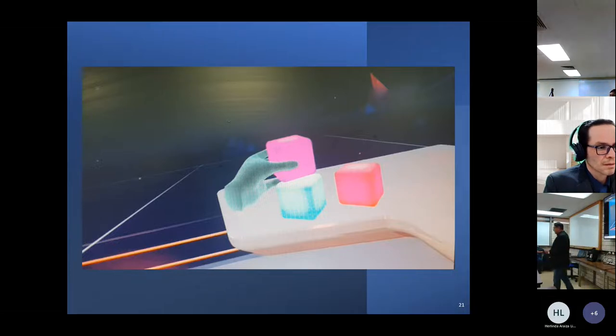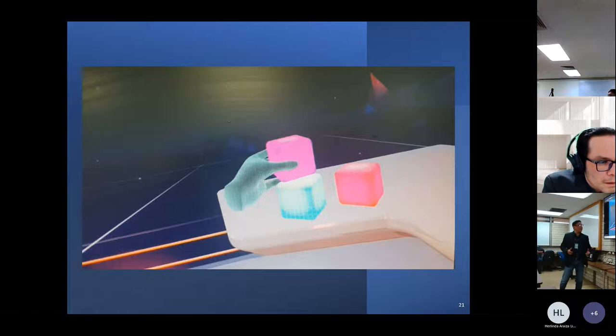At this moment we have the Oculus device. It will help the patient to view his hands or his hand movements in order to accelerate the rehabilitation process.